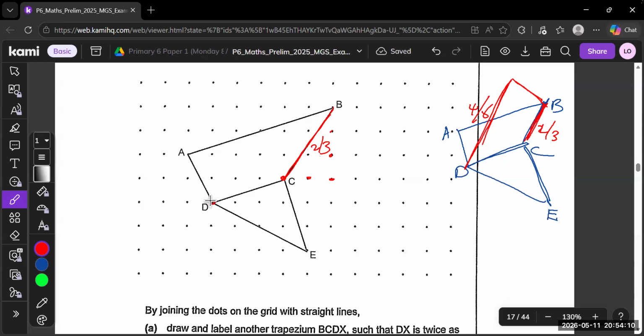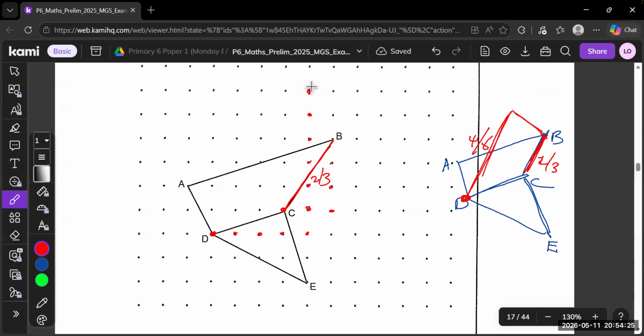So from here, you're going to draw a longer line. 1, 2, 3, 4, go right 4, and go up higher, 6. Go right 4, go up 6, and then connect. Use your ruler to join. No freehand. Any freehand, 0 marks. And then that is your trapezium. So you have BCDX. Is your drawing exactly like that? It must be exactly. No other answers.